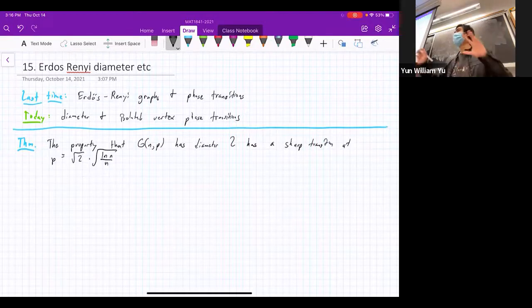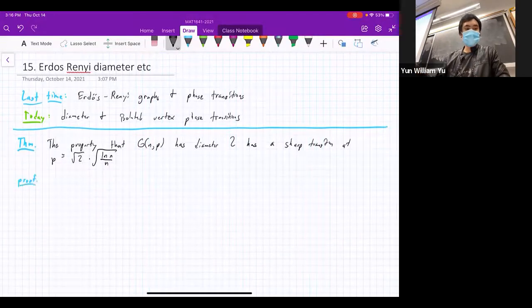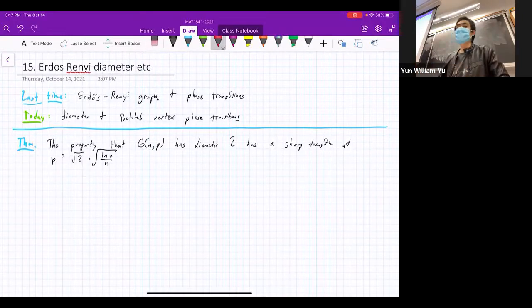Recall that for the purposes of the random graph material, we're always going to be working with the natural log rather than base 2 log. And so let's try proving this. Let me remind you of the definition of a sharp transition. Actually, can anyone tell me what a sharp transition is? I just want to make sure everyone's still on the same page.